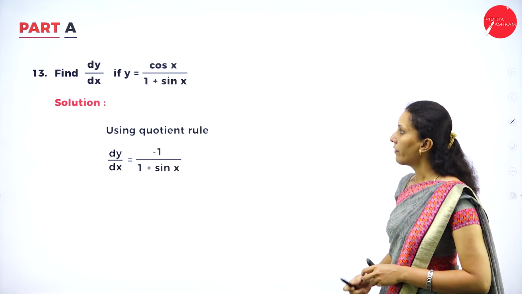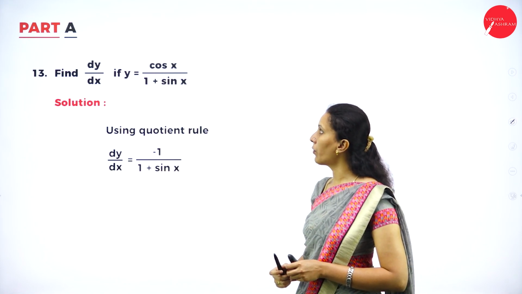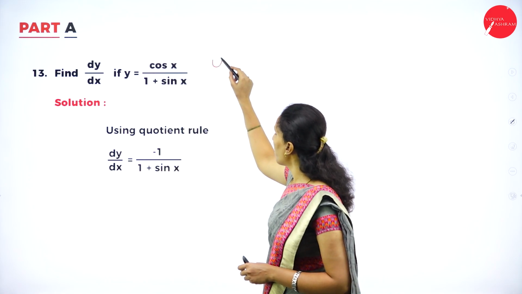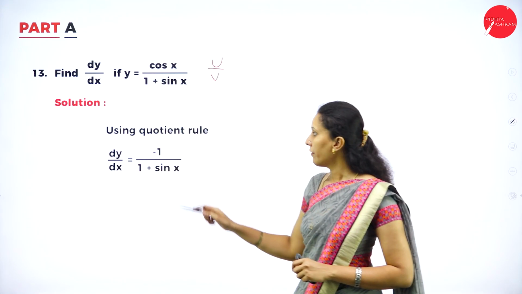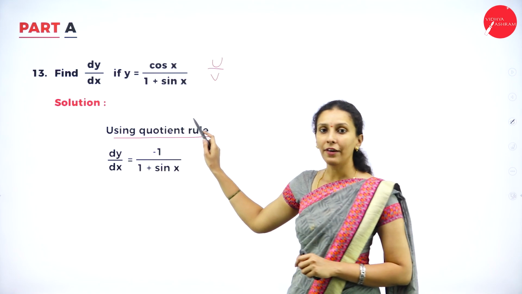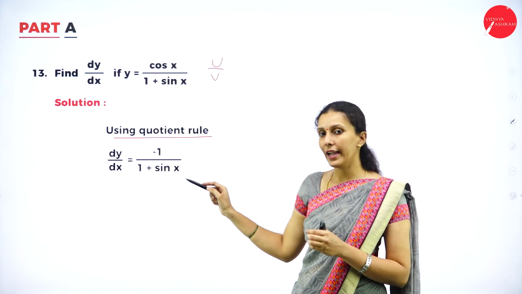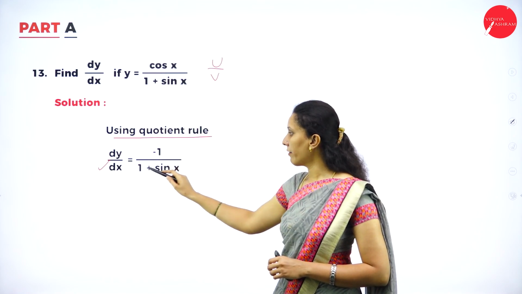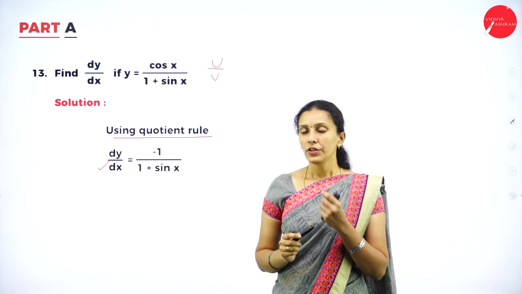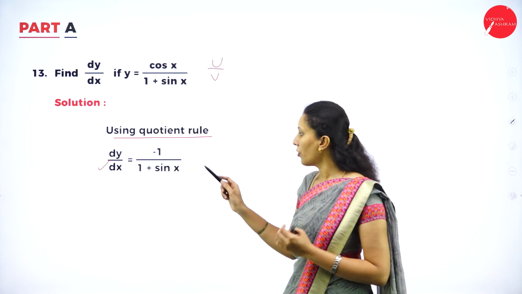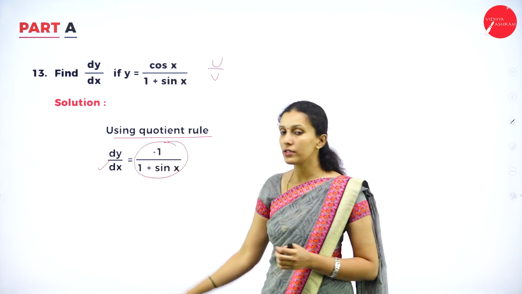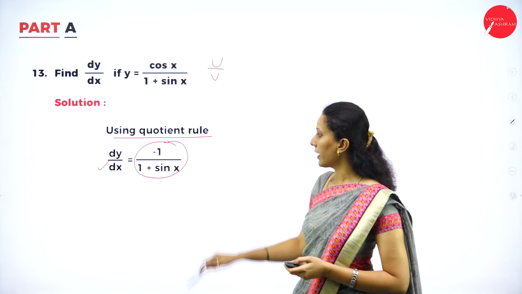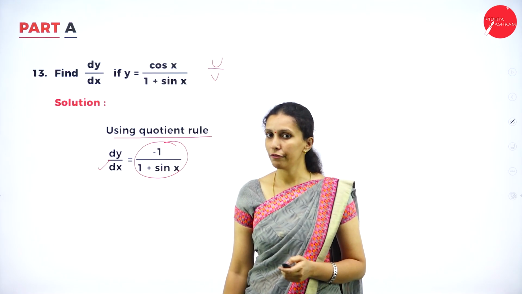Next we have: find dy by dx if y is equal to cos x divided by 1 plus sin x. The given function is in the form of u by v. So here we have to use the quotient rule. After using the quotient rule and evaluating, we will get the derivative of the function as minus 1 divided by 1 plus sin x. While applying the quotient rule, do not make a mistake, because marks are awarded only for the correct answer. Hence, the answer for this particular question is minus 1 divided by 1 plus sin x.